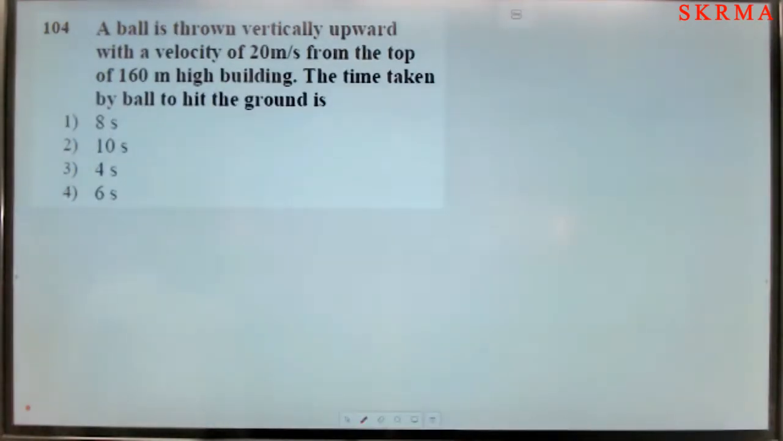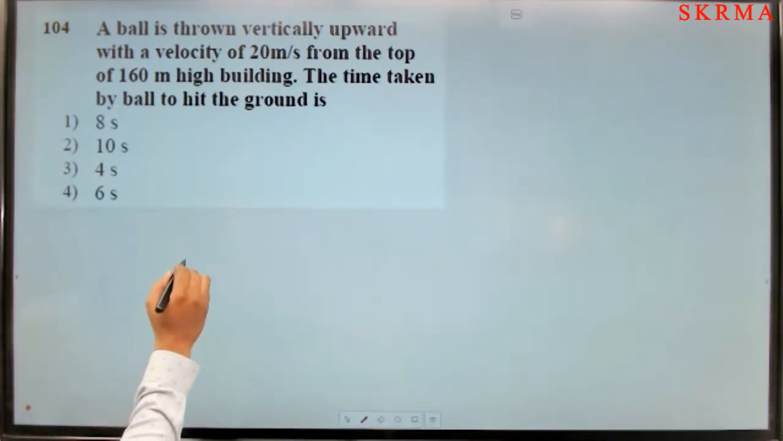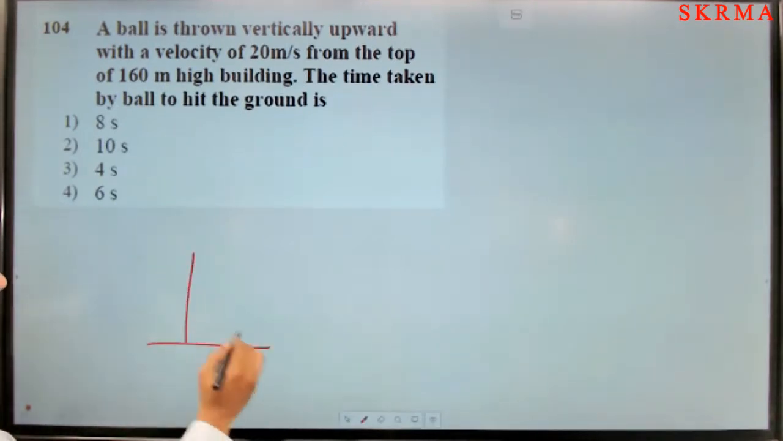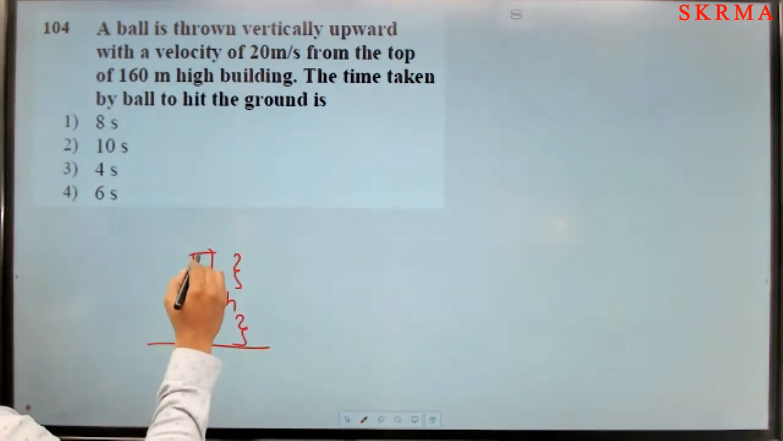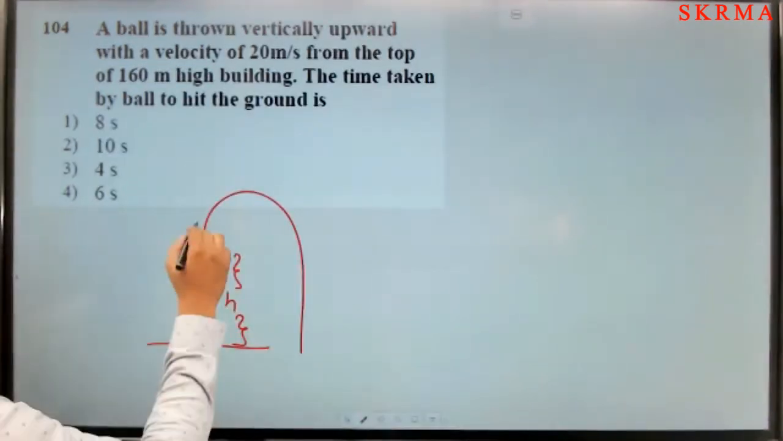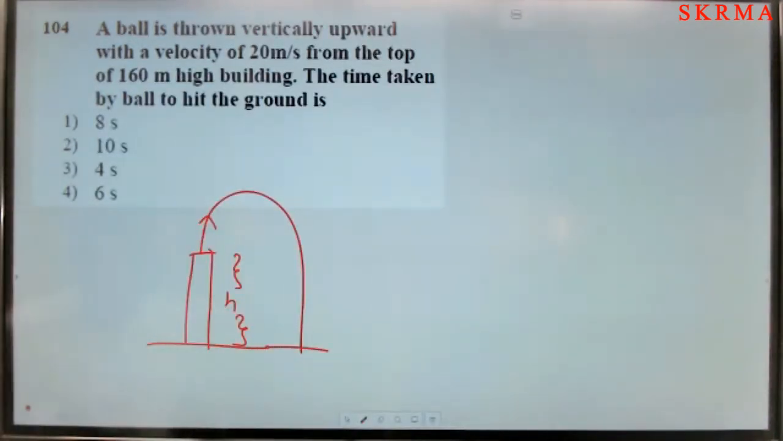Next one. A ball thrown vertically upward with velocity 20 meter per second from top of 160 meter high building. Then time taken by the ball to reach the ground. So assume this is a building of height h. H is the height of this one. So when a ball is thrown upward, then it will reach the ground after some time t. Now write down the equation for this.